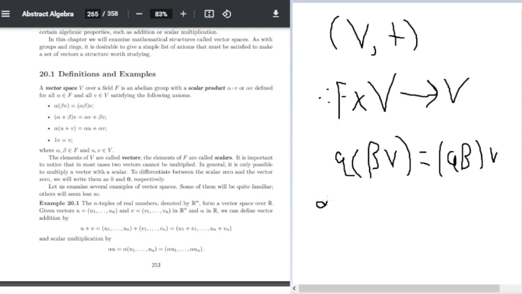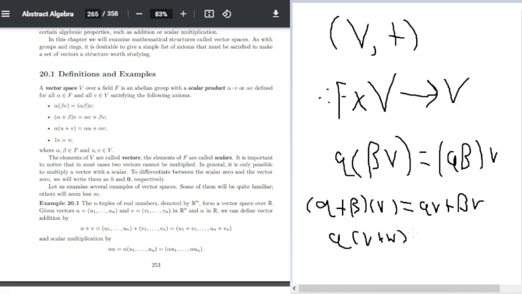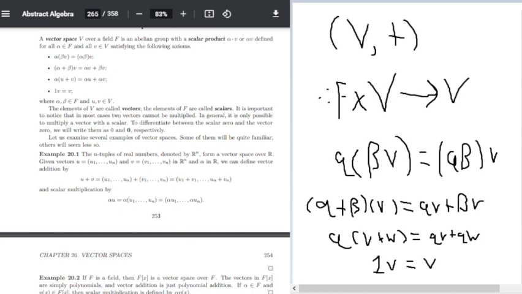We have that scalar multiplication is distributive, so (α + β)v is equal to αv + βv. We have scalar multiplication distributive over vector addition, so α(v + w) is equal to αv + αw. And we have that 1 times v is equal to v, where α and β are in F, and u and v are in V. The elements of V are called vectors. The elements of F are called scalars.